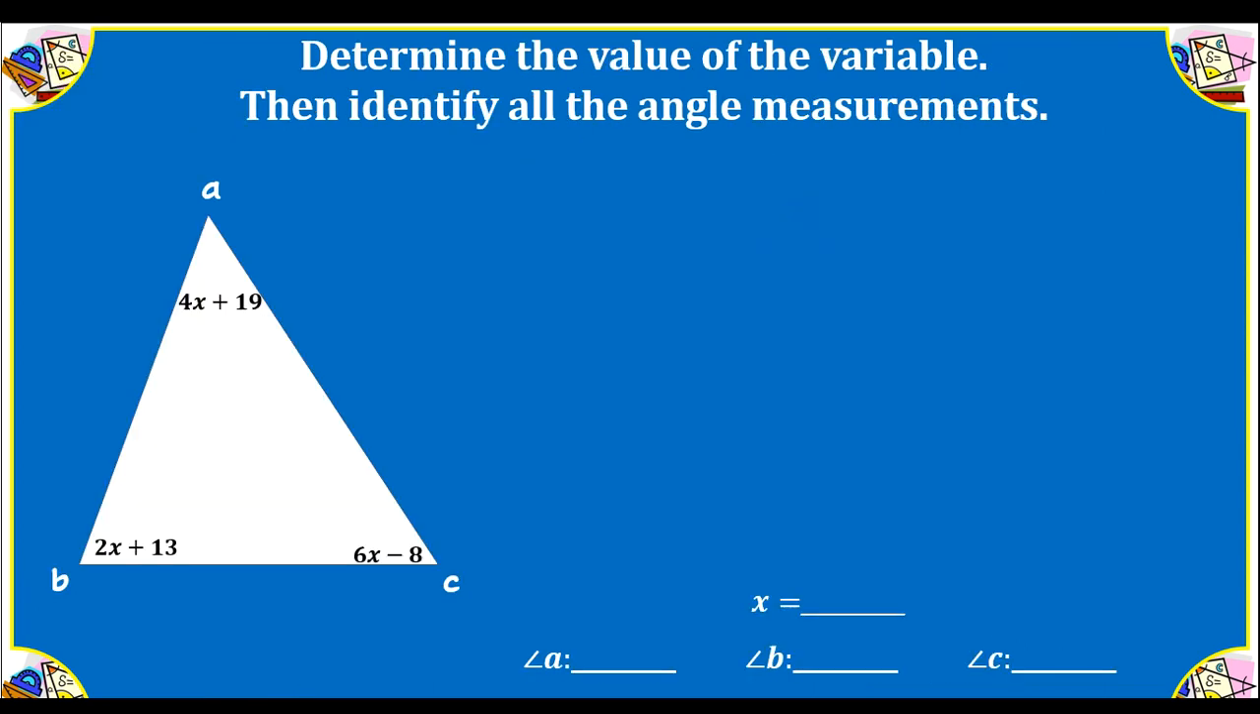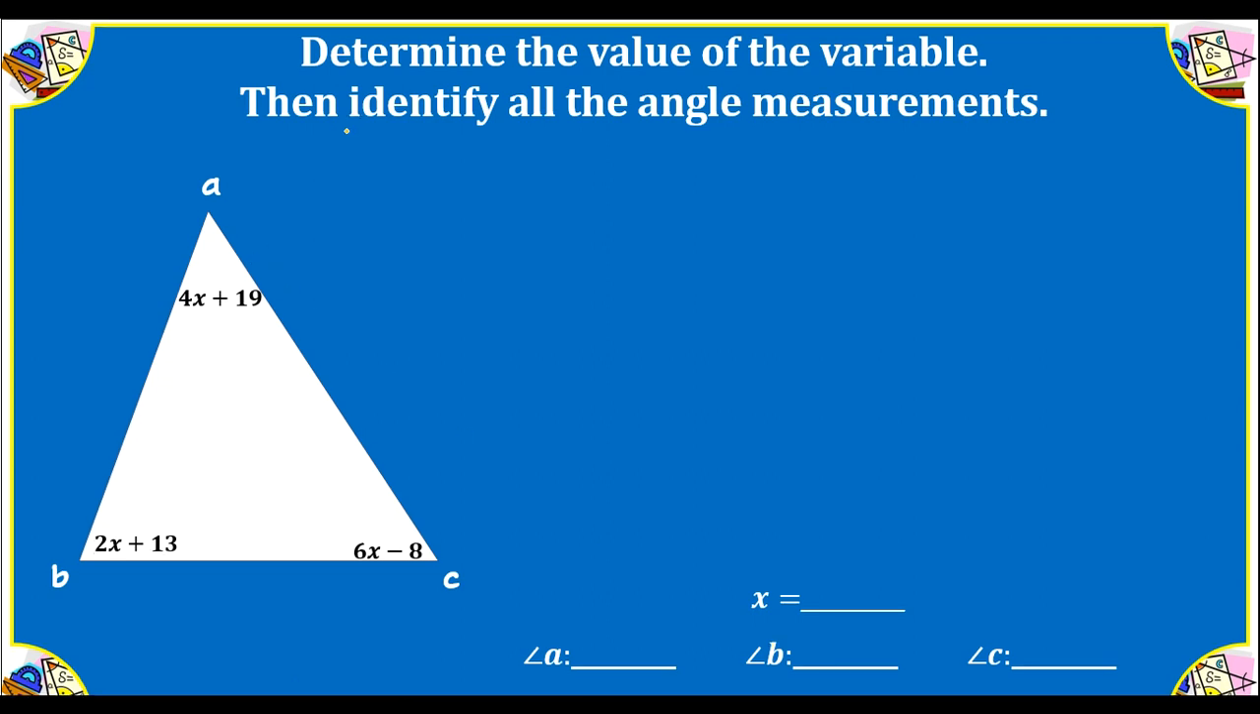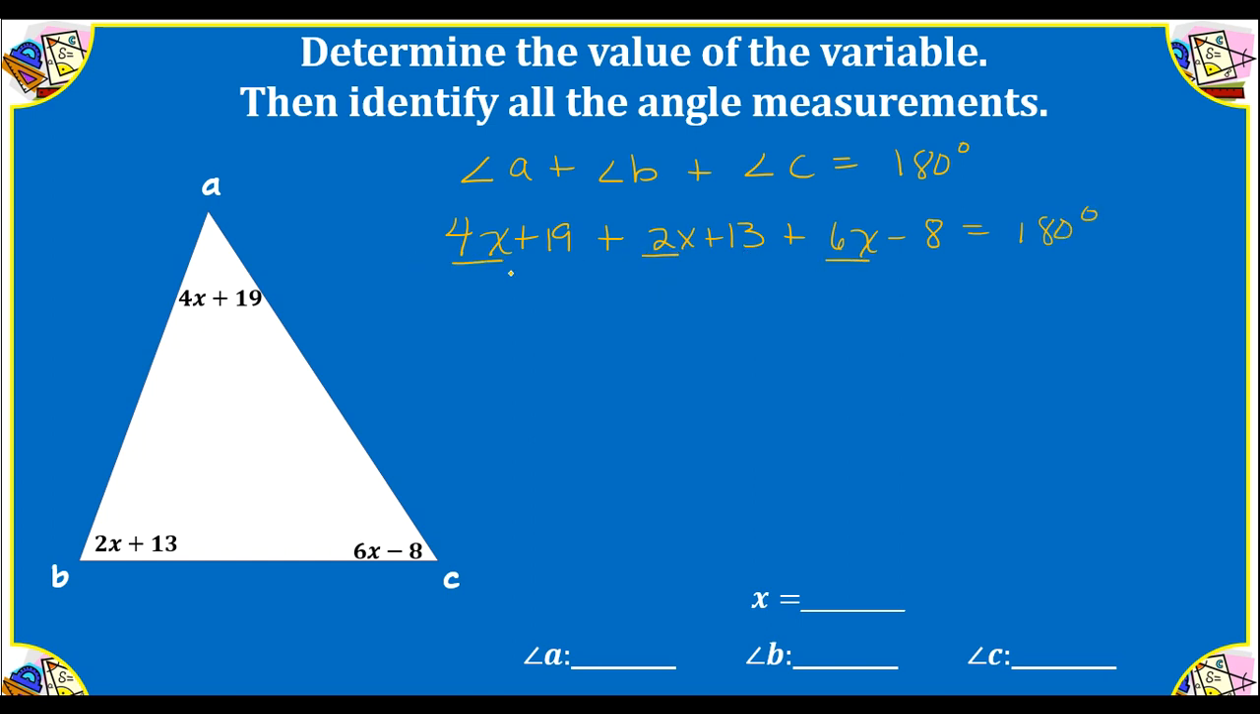So let's practice. Determine the value of the variable, and then we'll find the angle measurements. These are all interior, so we know angle A plus angle B plus angle C is equal to 180 degrees. Now let's replace each of these angles with the expression given, and then we're going to combine like terms. So 4 and 6 is 10, and 2 is 12, 12x.